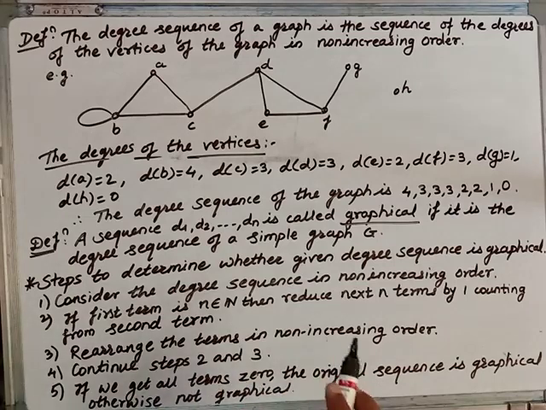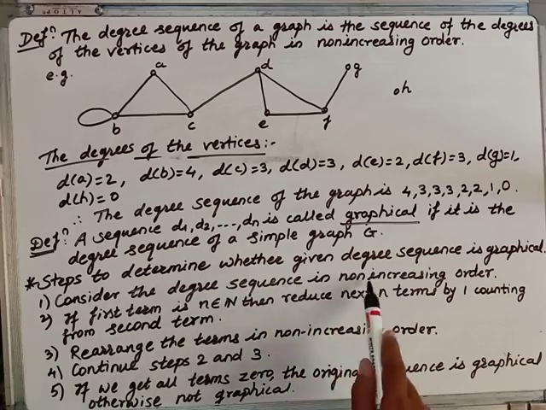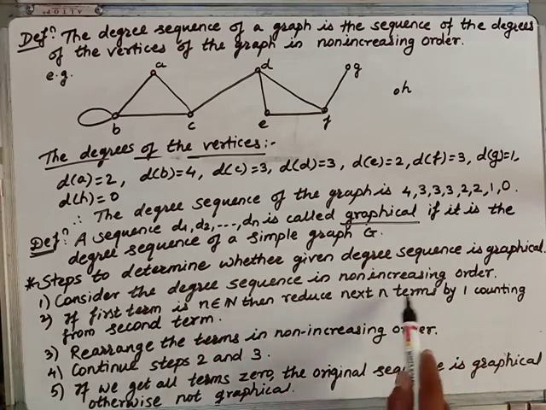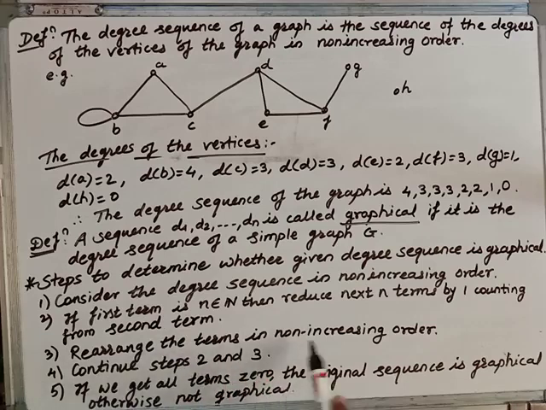See it carefully. We have to check whether the sequence is graphical or not. First of all, non-increasing order, we are already arranging that. Then the first term n belongs to the set of natural numbers. Then reduce the next n terms by 1, counting from the second term. If they are not in descending order, then rearrange them again. Continue this again and again, and if we get all terms 0, then it is graphical. If not, then it is not graphical. Let me take an example on this.